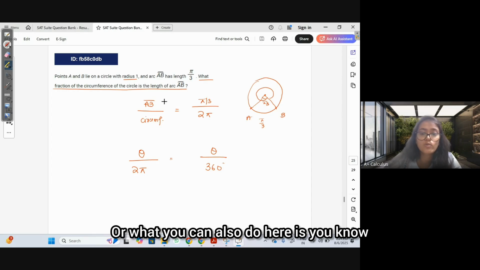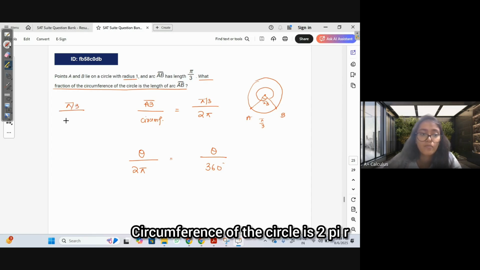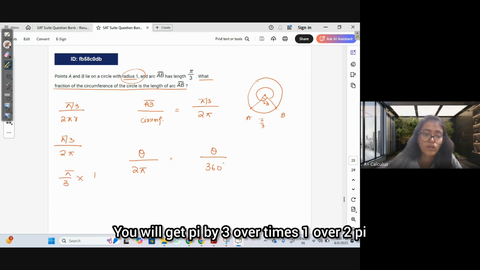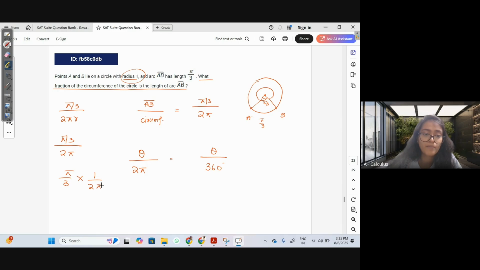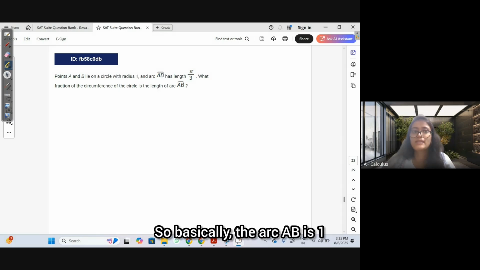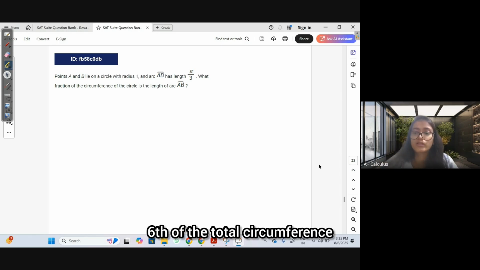Or what you can also do here is that you know the length of the arc is pi by 3. The circumference of the circle is 2 pi r, and you know that the radius is 1, so it will be 2 pi. So you can simplify this: pi by 3 times 1 over 2 pi. Pi and pi will get cancelled, so the answer will be 1 over 6. So basically the arc AB is 1/6 of the total circumference.